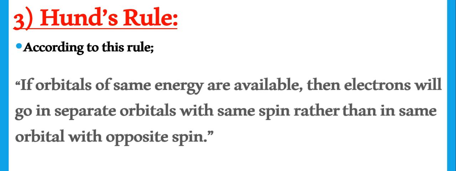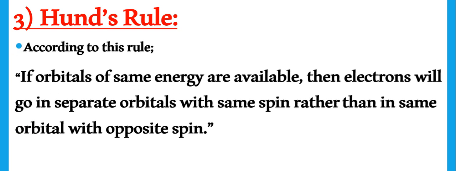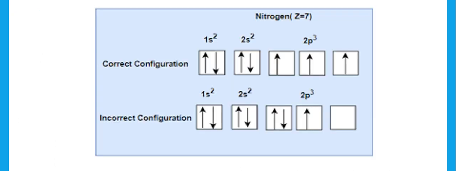According to this rule, if orbitals of the same energy are available, then electrons will go into separate orbitals with the same spin rather than into the same orbital with opposite spin. Let's understand it with an example.